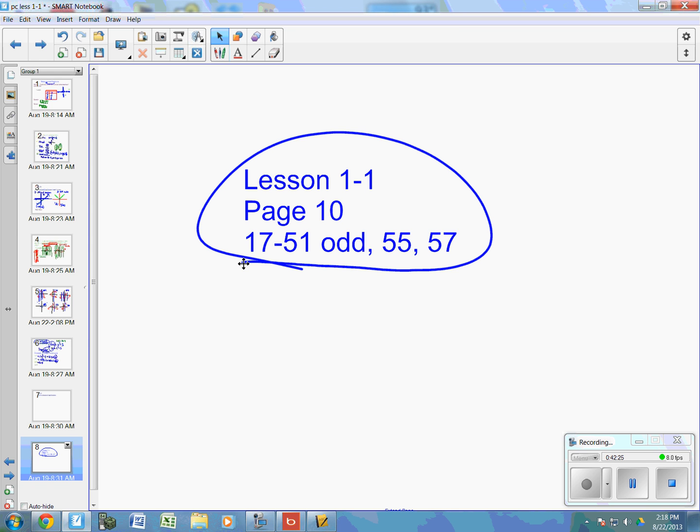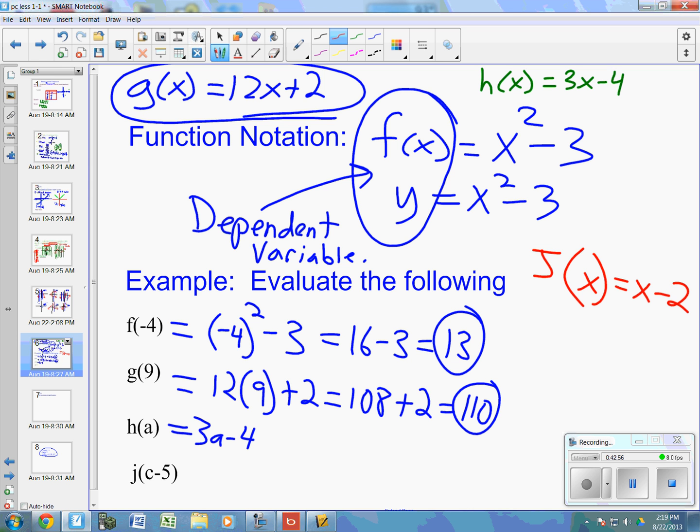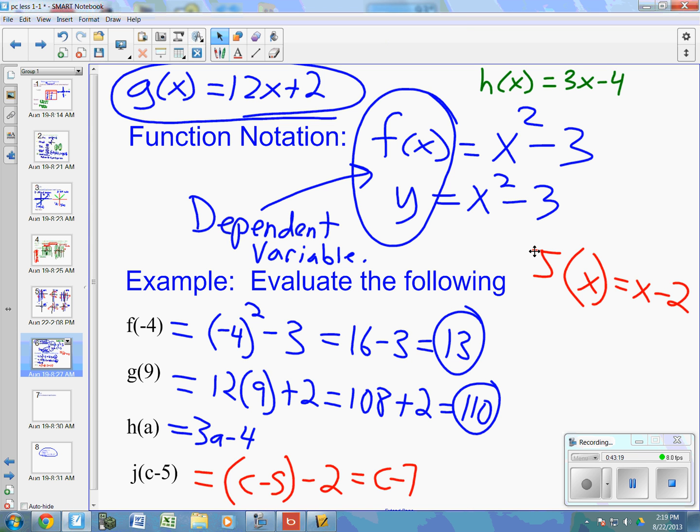Okay, here we go. I'm going to go back here. We're going to do the last one. J of c minus 5. What does that mean? Here's function j right here. J of x equals x minus 2. So what is this going to be, you guys? What am I going to do? I'm going to go c minus 5 minus 2, right? C minus 7. Minus 5 minus 2 is negative 7.